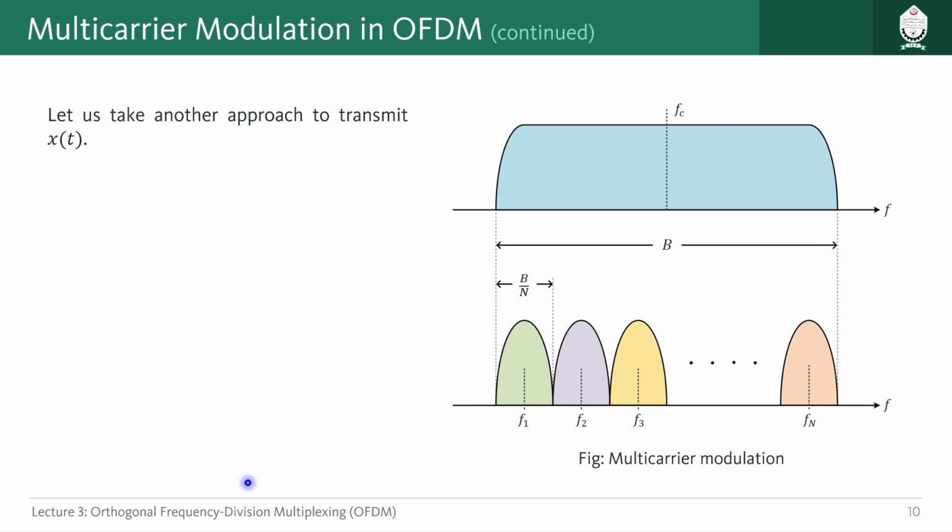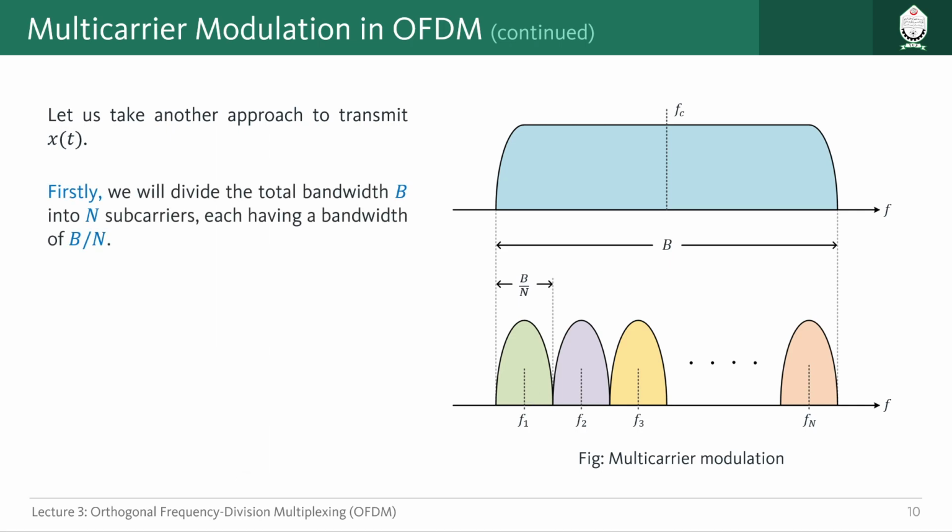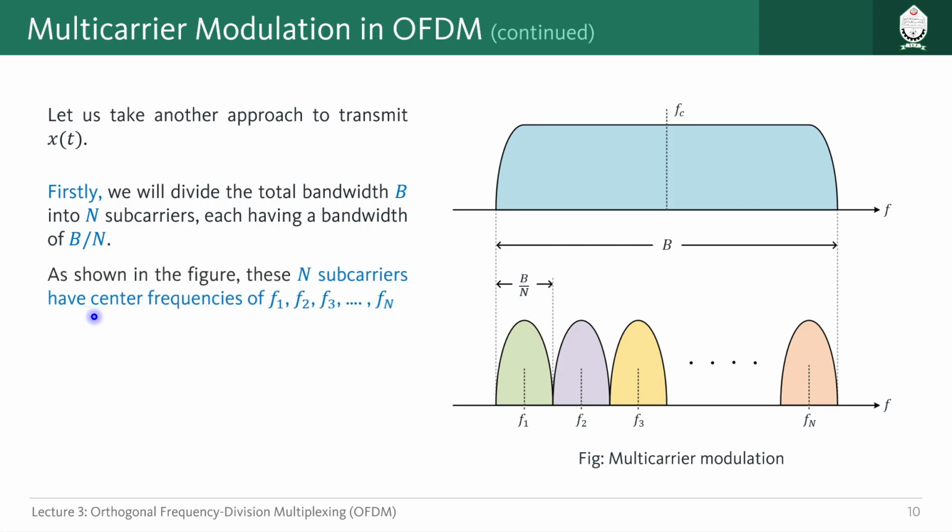For that, let us take another approach. Instead of just using a single carrier, let us use multiple carriers. First of all, let us divide our bandwidth b into n subcarriers like this. So we have 1, 2, 3 up to n subcarriers instead of just one carrier of bandwidth b. Each of these subcarriers will have a bandwidth of b by n, and each has a center frequency of f1, f2, f3 up to fn. So this is what we are doing.